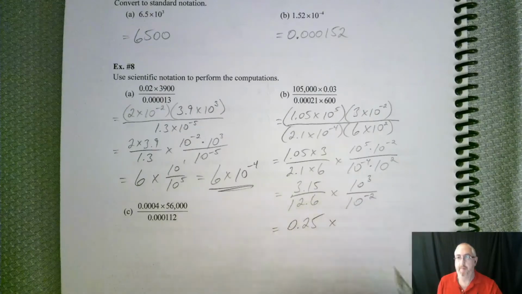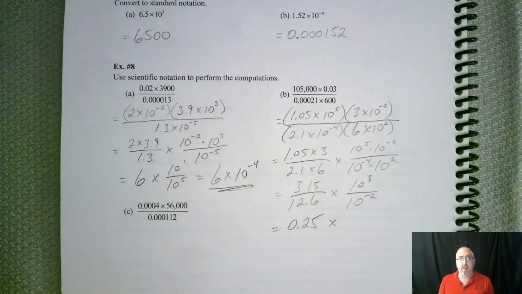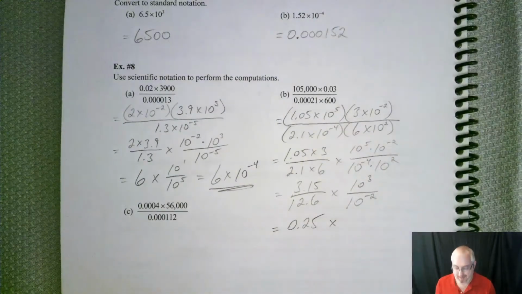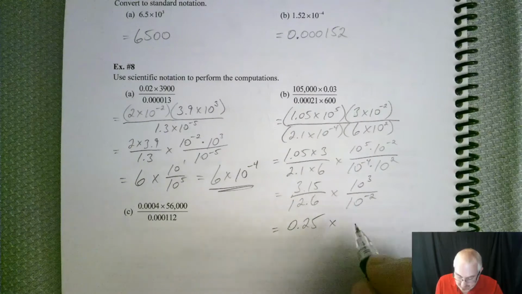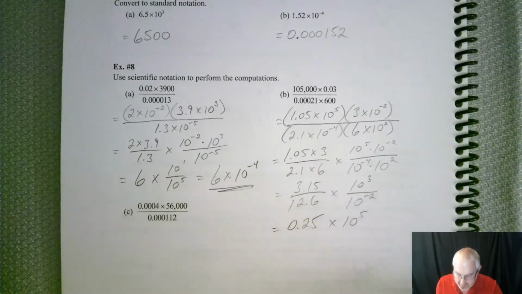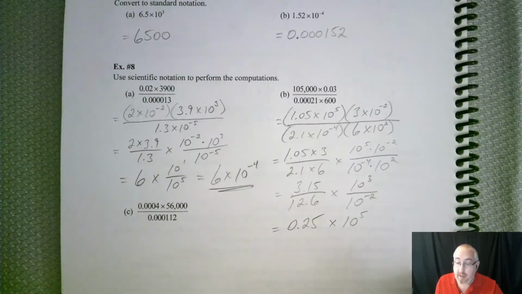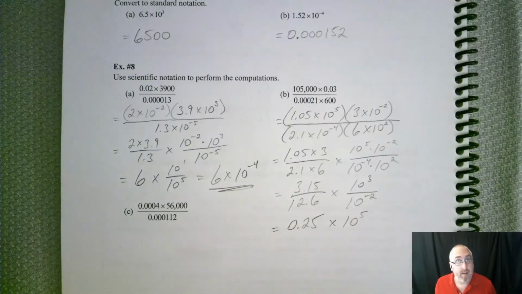Now what about this one? 10 to the 3rd minus negative 2. We're subtracting those exponents. So is it 10 to the 1? Be careful. Because it's a double negative, it's actually adding it. So it's going to be 10 to the 5th. 10 to the 5th power. Now, are we done?